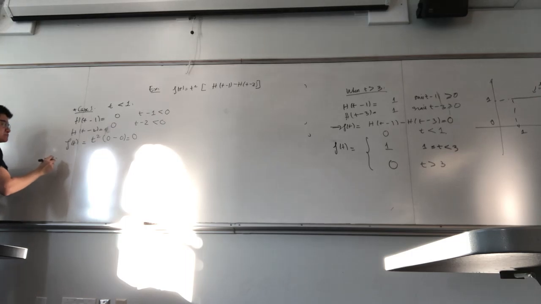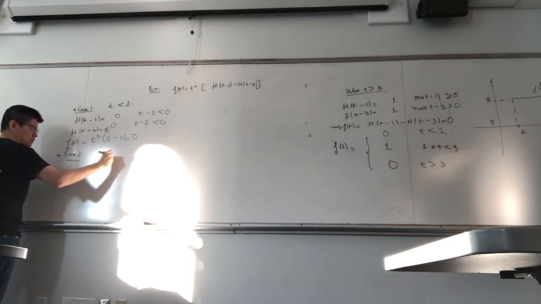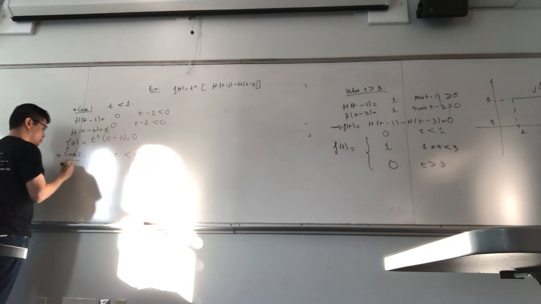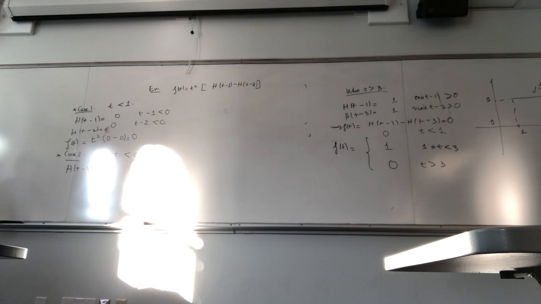All right? Case number 2. 1 is smaller than t, and this is smaller than 2. In this case, what is the value of h of t minus 1?